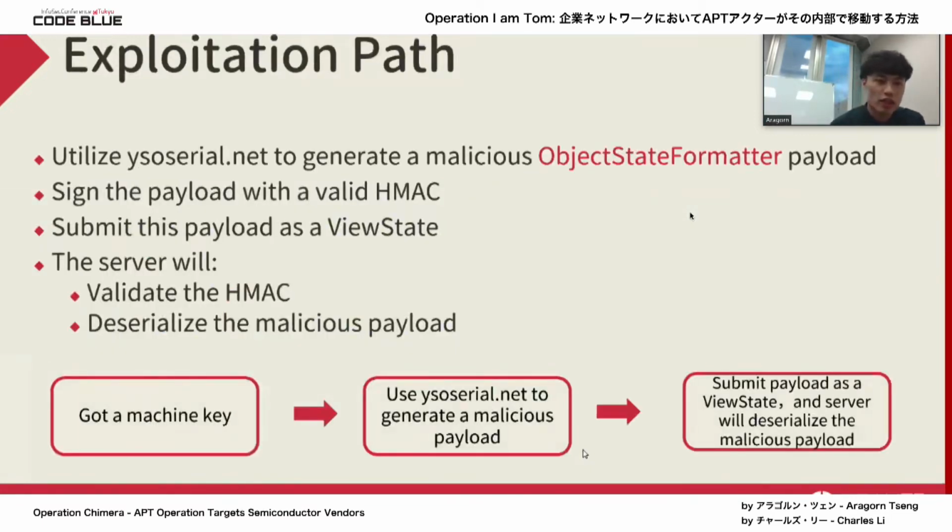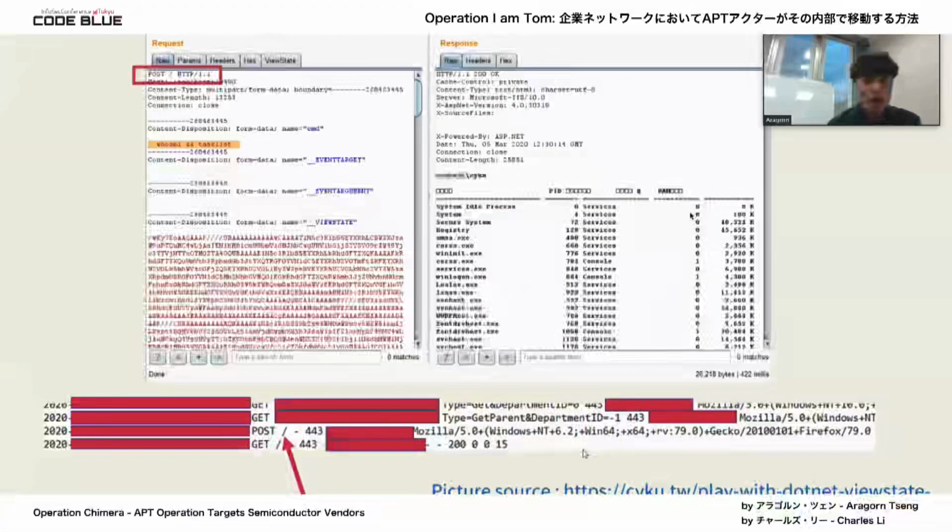And here's the exploitation path. First, you must get a machine key, and you can use ysoserial.net to generate a malicious payload and submit the payload as a ViewState. The server will validate the HMAC and deserialize the malicious payload. In the picture on the upside, you can see the deserialization attack in Burp Suite. It will generate a POST request, and the payload will be sent as a ViewState.